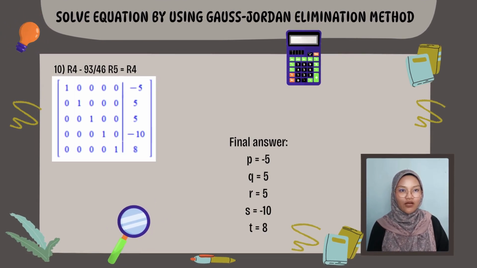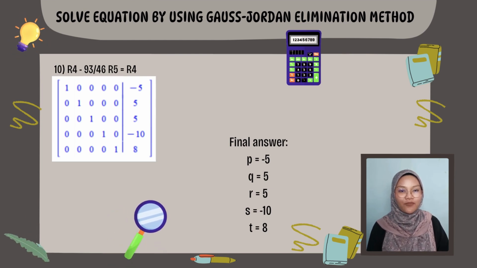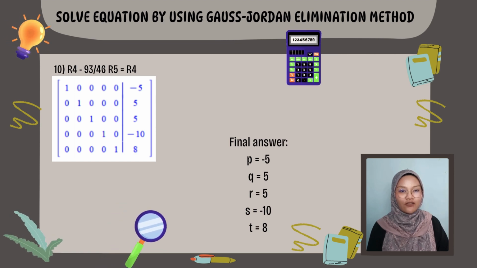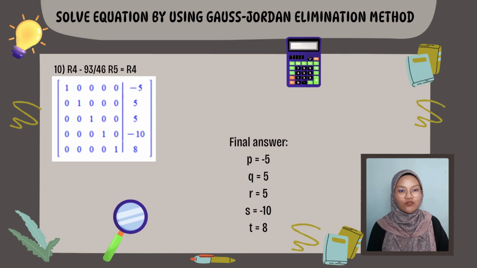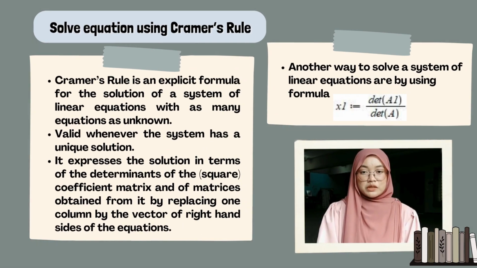So, we will get our answer. So, this is our final answer. P equal to -5, Q equal to 5, R equal to 5, S equal to -10 and T equal to 8.